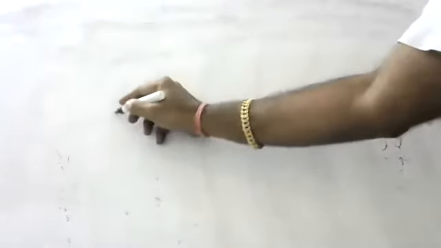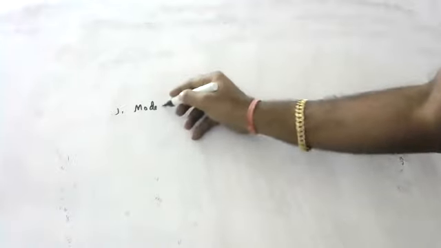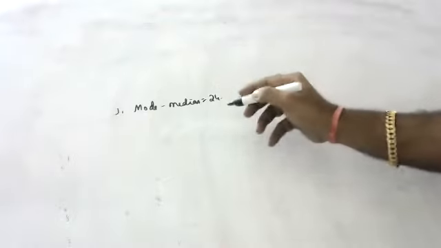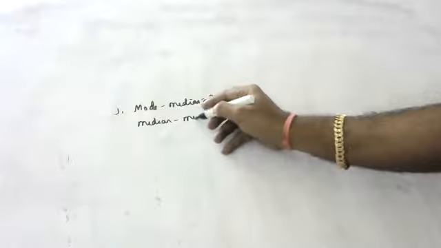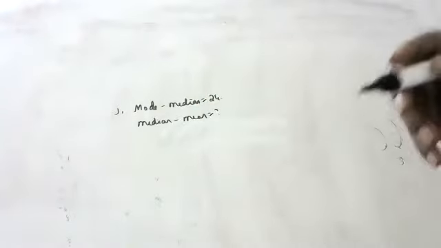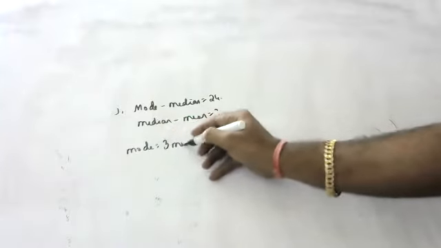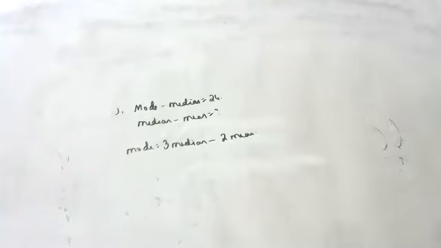If the difference of mode and median of a data is 24, then find the difference of median and mean. Mode is equal to 3 median minus 2 mean.